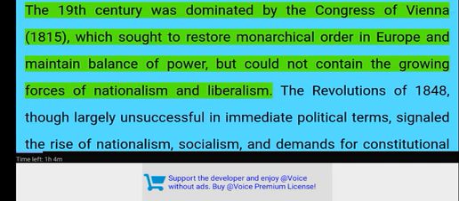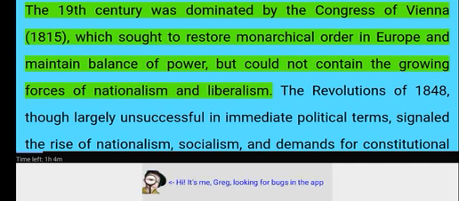The 19th century was dominated by the Congress of Vienna, 1815, which sought to restore monarchical order in Europe and maintain balance of power, but could not contain the growing forces of nationalism and liberalism.